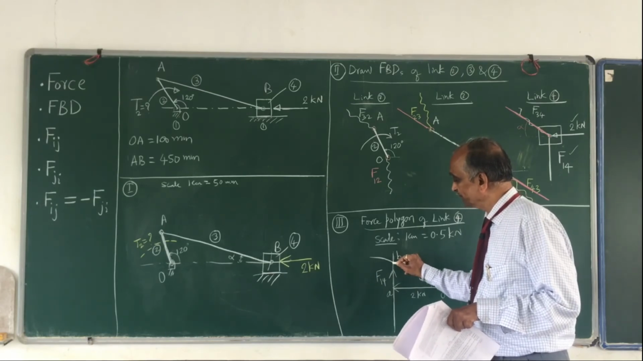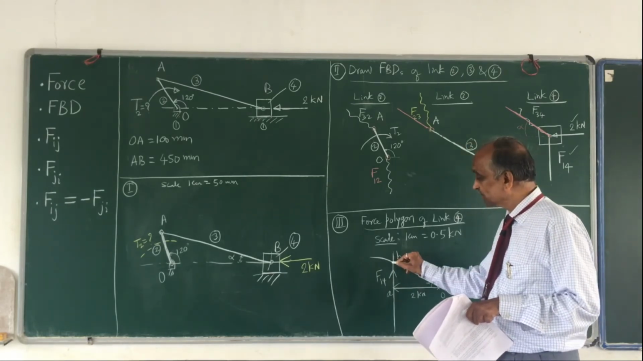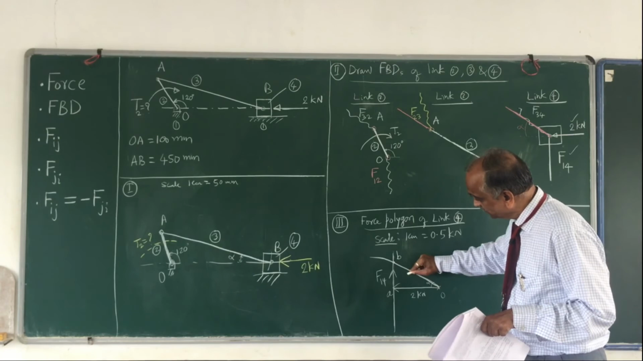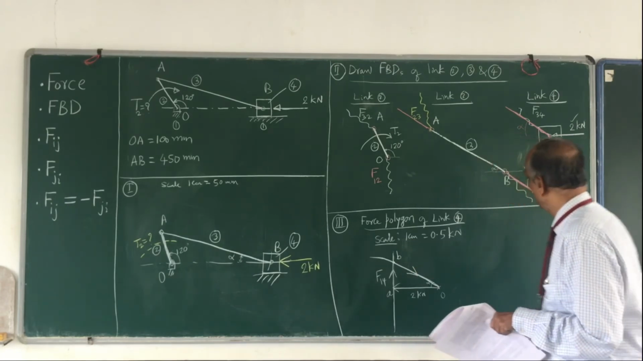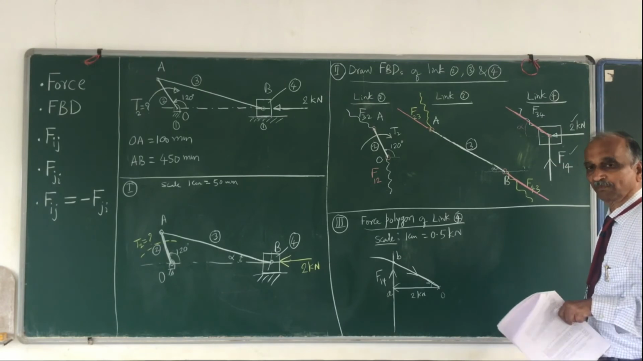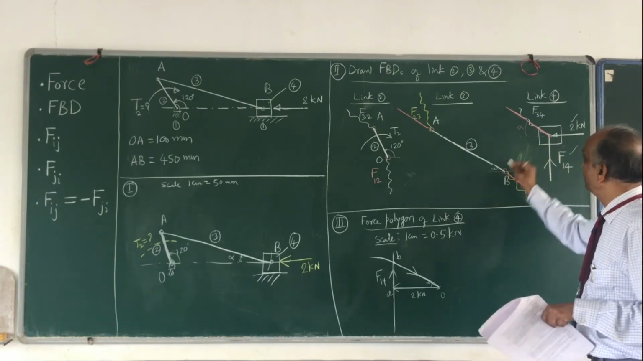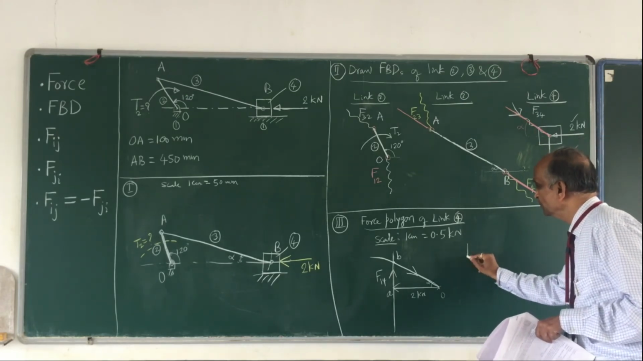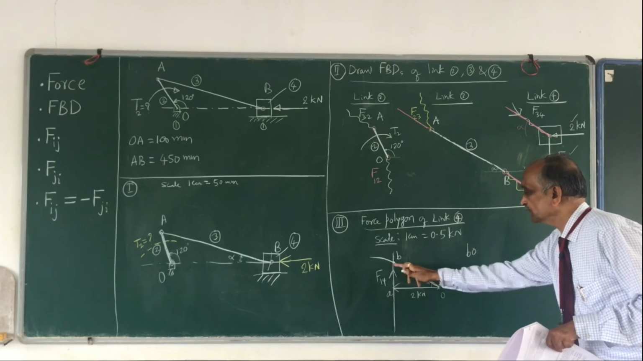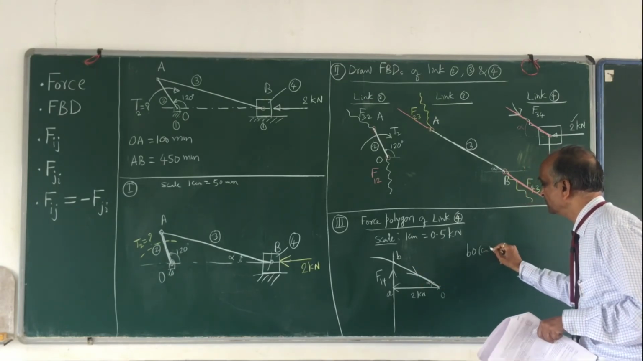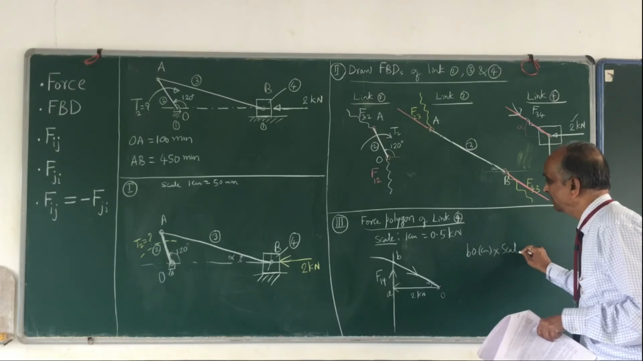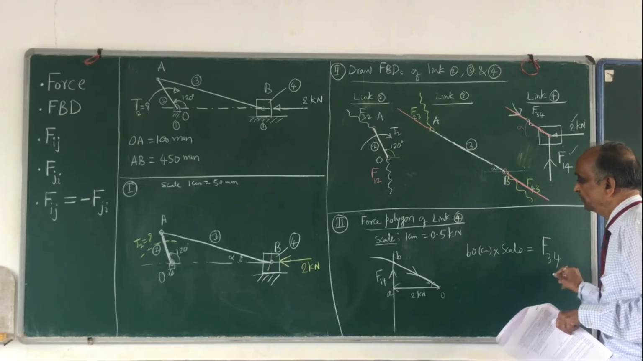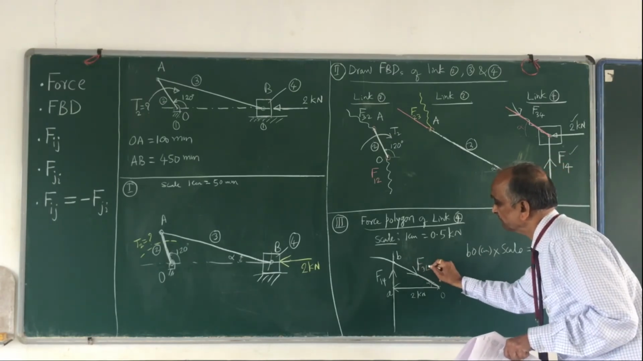This is point B. So at the tip of the second force, draw the third force. This is your third force. This is your direction. So therefore, F14 is upwards, F34 is like this. So how much is F34? You measure this BO. How many centimeters? BO centimeters, multiplied by the scale of the diagram, that is 0.5. That will give you what is called F34.